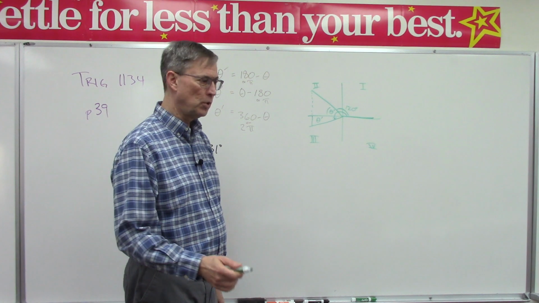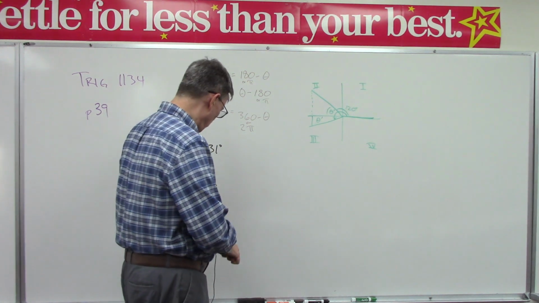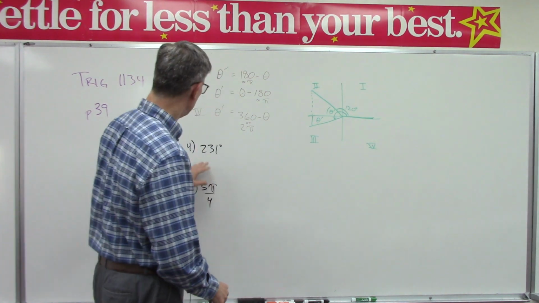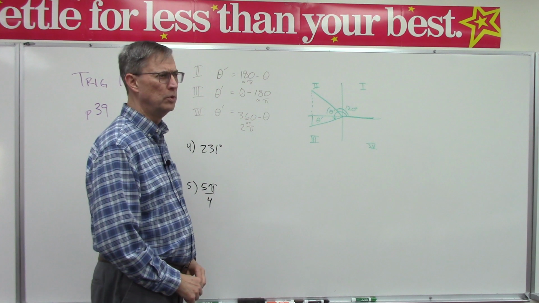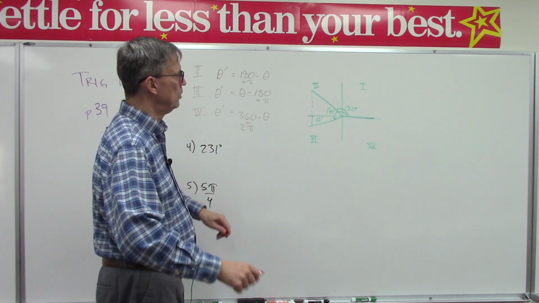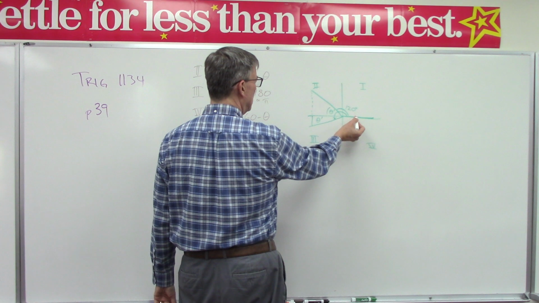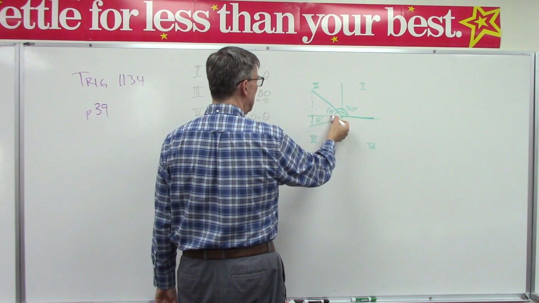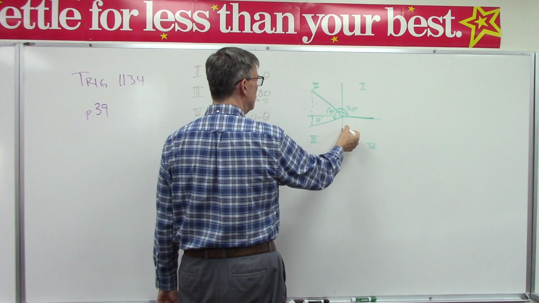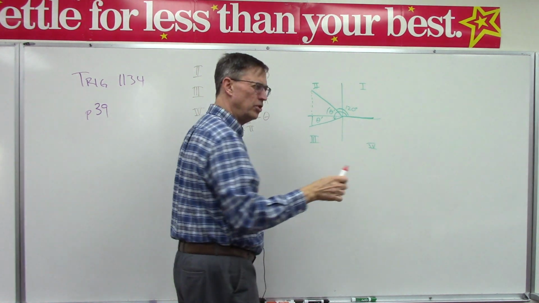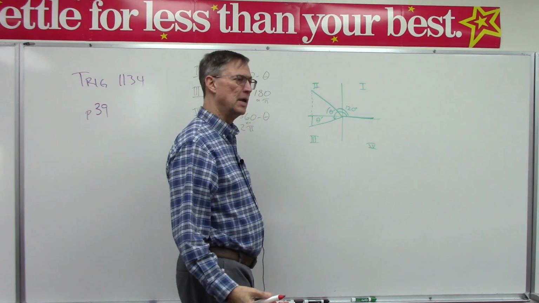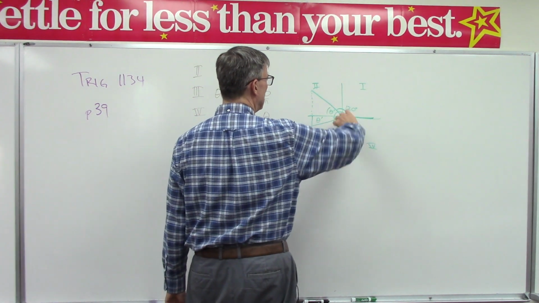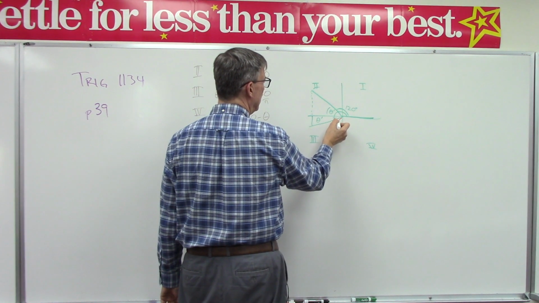Let's try a couple of problems here right from your homework. Let's do number 4, 231 degrees. Let's figure out where 231 degrees would be. Well, if I start here and I come up to here, that's 90 degrees. It's 180 degrees. All the way down here is 270 degrees. It's good to know those three marker points. It's 90 times 1, 90 times 2, 90 times 3. So 90, 180, 270. So 231 would be somewhere in here.